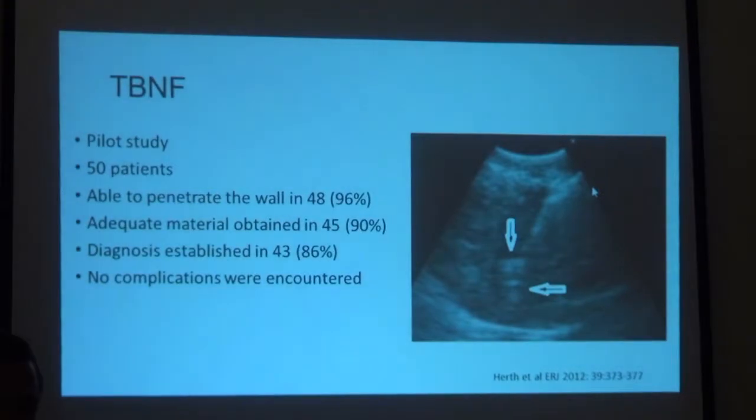So how did it do? There's only one pilot study that I'm aware of, with 50 patients. They were able to penetrate the wall in the majority, 96%, that's already something. They were able to get adequate material in 90%, and the diagnosis was established in 86%. And there was no complication. So it seemed promising, but I can't understand why it wasn't really commercialized. I asked Olympus a few times about it. I know it was developed by Olympus, and most of the studies were by their partner in Germany. This is the image of the needle, and you can see the forceps open inside the lymph nodes.